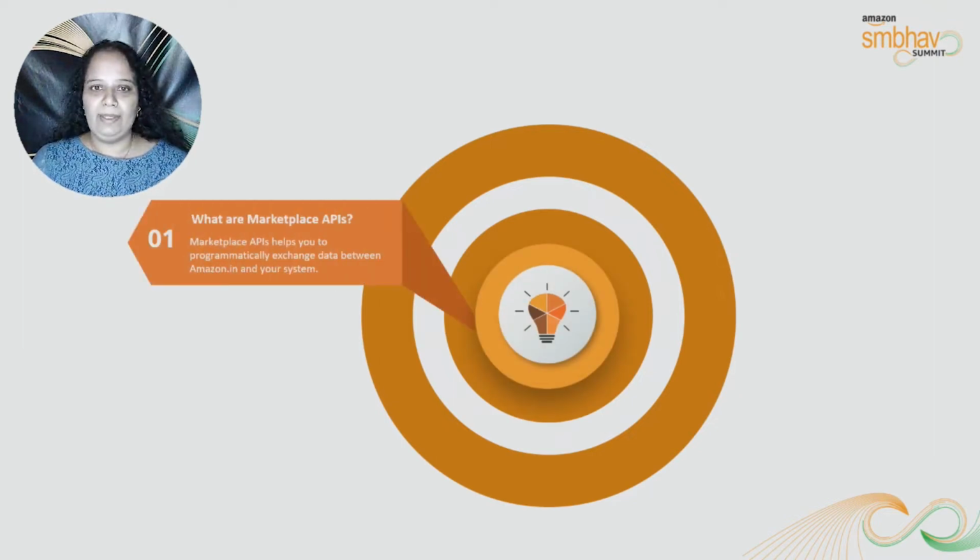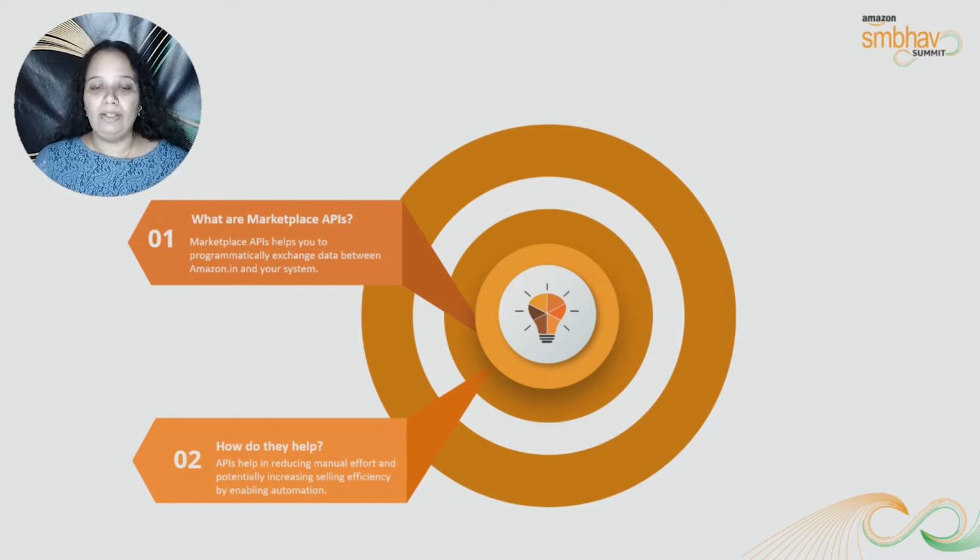What are Marketplace APIs? Marketplace APIs help you to programmatically exchange data between Amazon.in and your system. What does that mean? It means that any system that you're using at your end, whether it's for inventory, order management, cataloging, you can connect it to Amazon and you can send the data automatically. You don't have to manually upload or download anything. How do they help? They help in reducing manual effort and potentially increasing the selling efficiency by enabling automation.